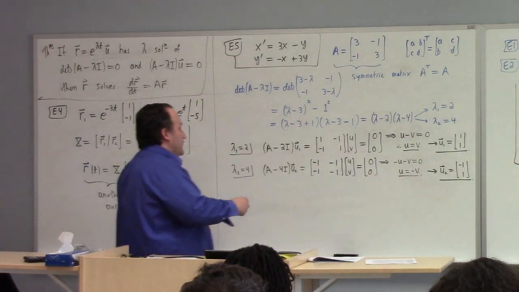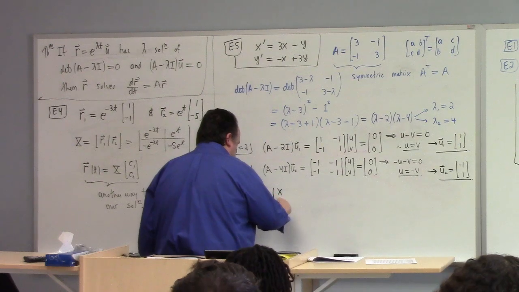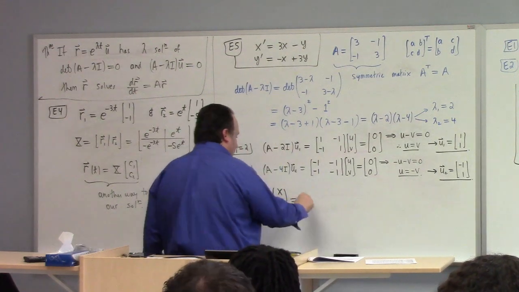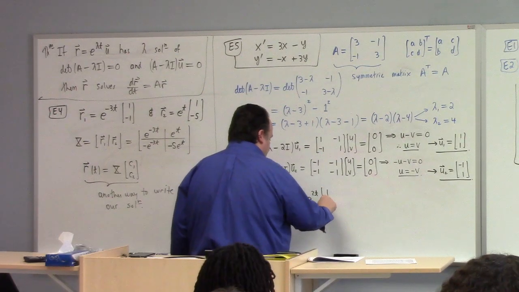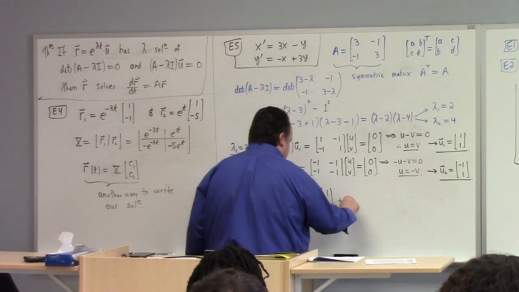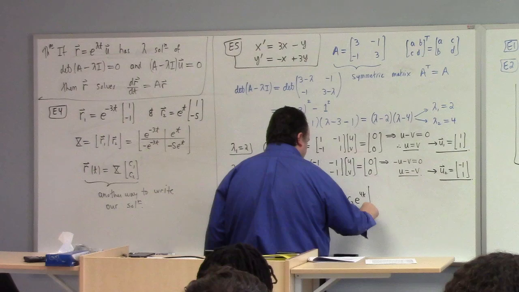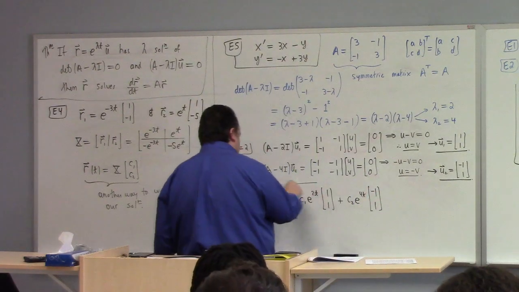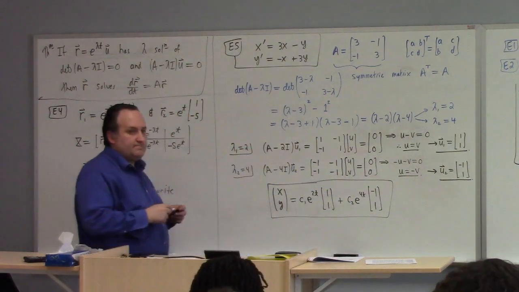And so anyway, the solution here, (x, y), is equal to C1. My first eigenvalue was 2, so I do e to the 2t times my first eigenvector, which was (1, 1), plus C2 e to the 4t times (-1, 1). And there you go. That is the general solution to this differential equation.